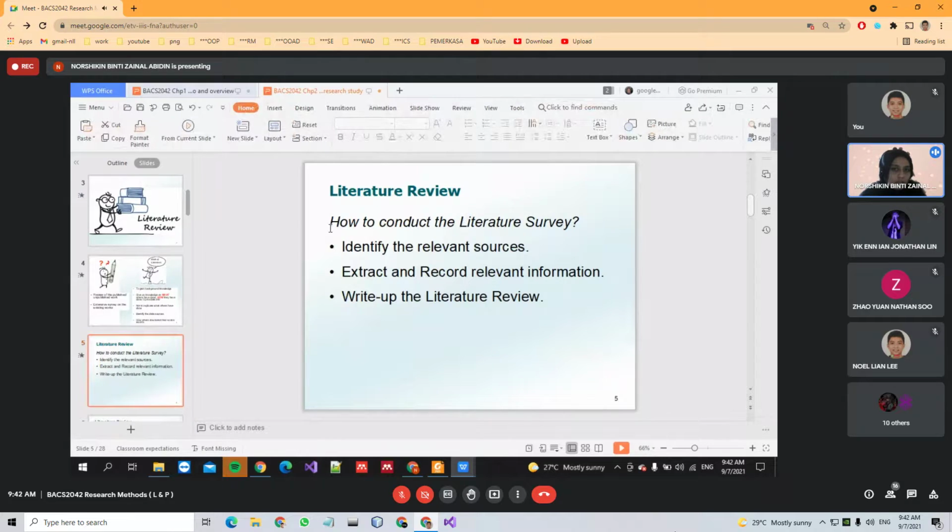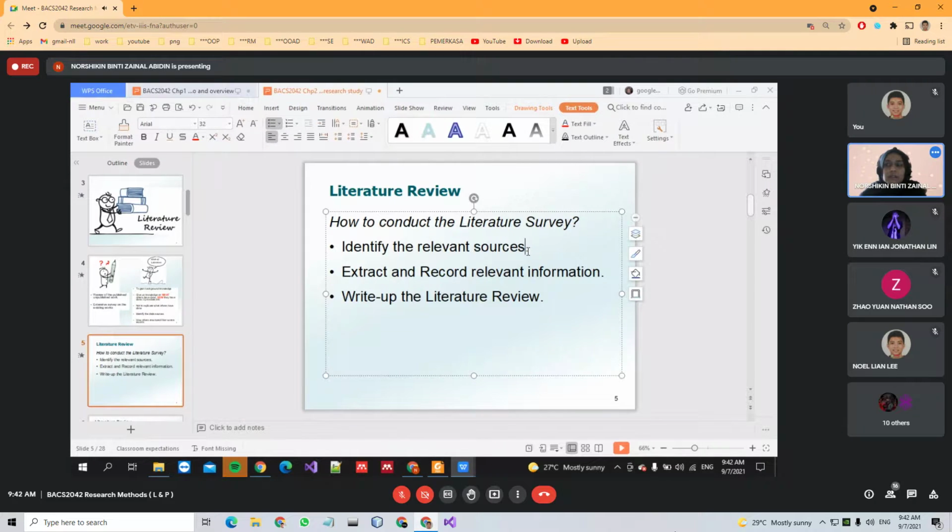And then, how to conduct the LR. First, you need to identify the relevant sources. You need to identify where you can get your sources or your information from. And then extract and record the relevant information. Because like I said just now, in LR you need to do a lot of reading, a lot of observation.